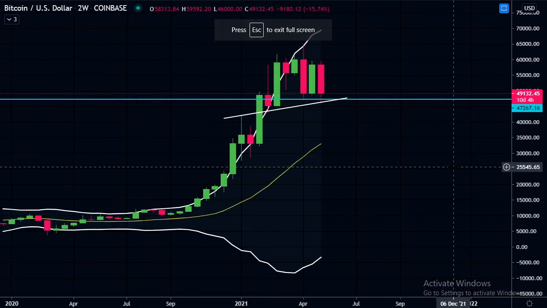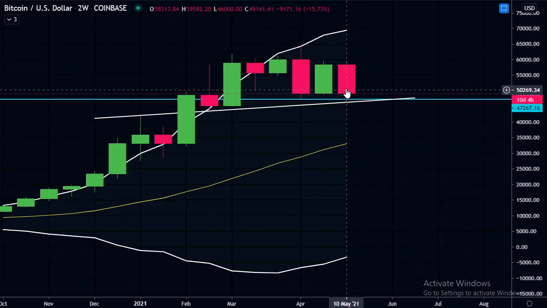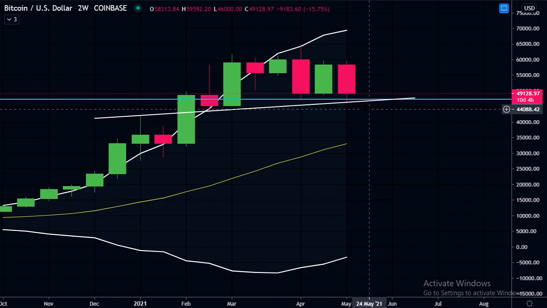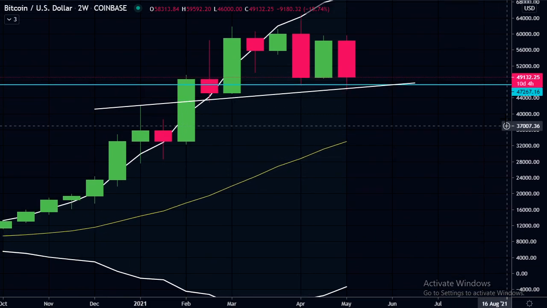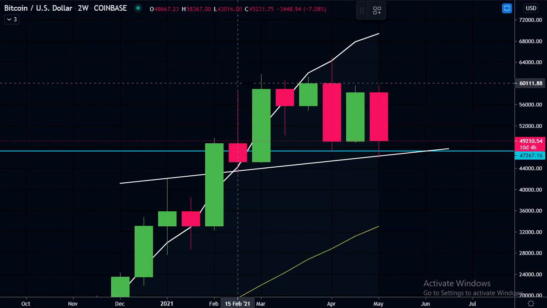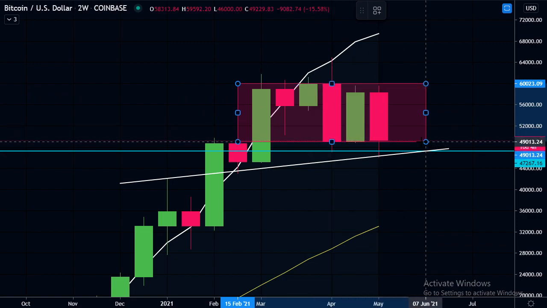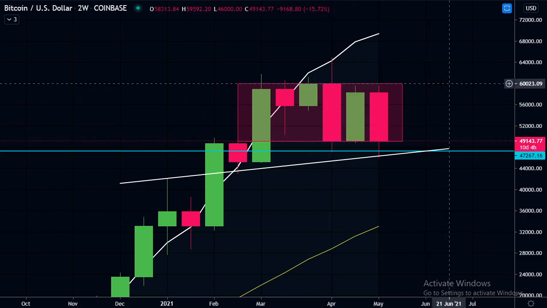And I think it's also interesting here to look at the 2-week chart, and this candle still does have the rest of this week and next week before it closes, but it looks like currently we are pretty much lining up with the bodies of these previous candles, and the 2-week chart just shows really well this range that we've been stuck in here between 49,000 and 60,000.